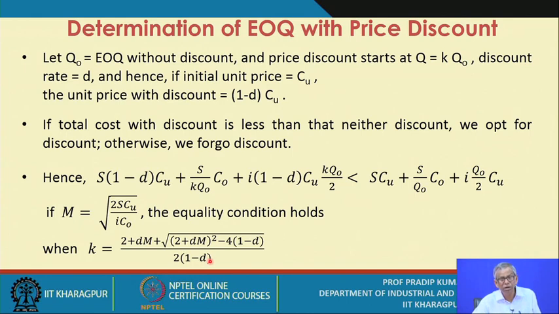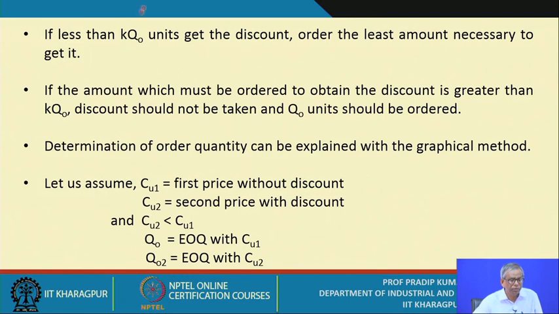Actually you will be getting a quadratic equation, and one root of this quadratic equation will be this one. So it is a quadratic equation in terms of small k, and k is the unknown. So this expression you get. So if less than K into Q0 units get the discount, order the least amount necessary to get it. Is it okay? So that is your decision. So first you determine the value of K.